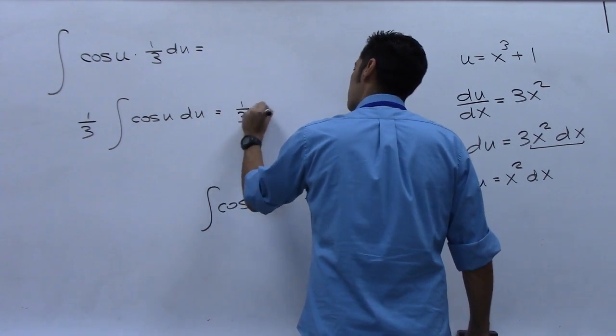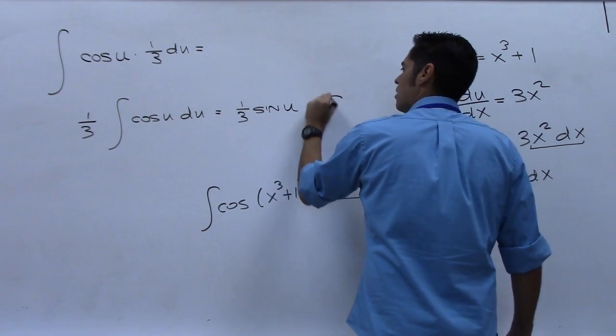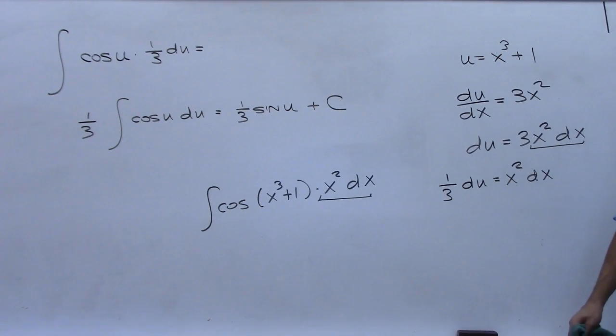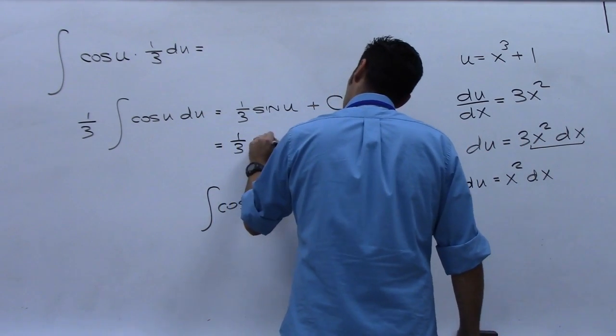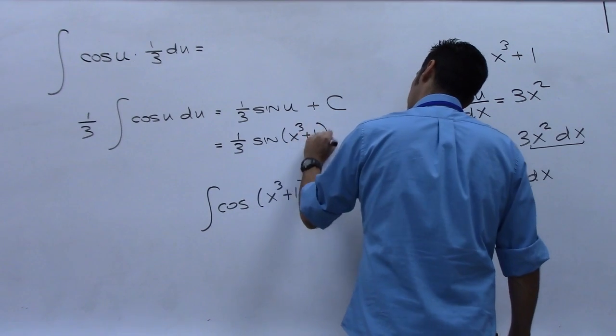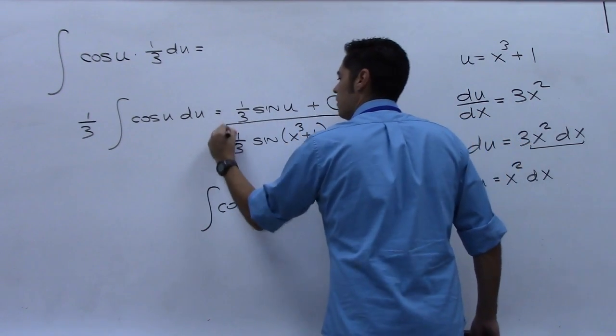So just sine u plus a constant. And then replace u with 1/3, x cubed plus 1. So there we go.